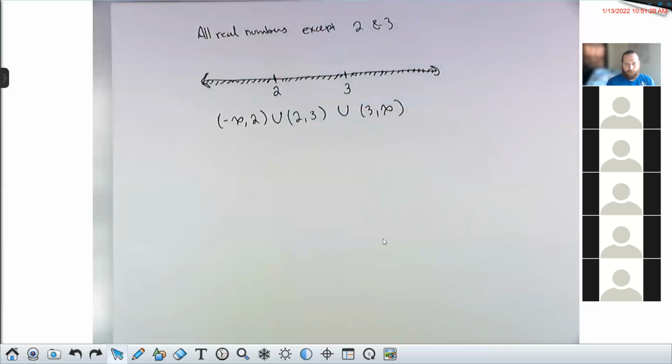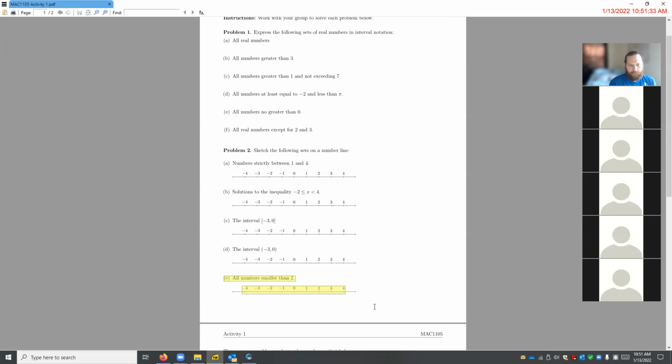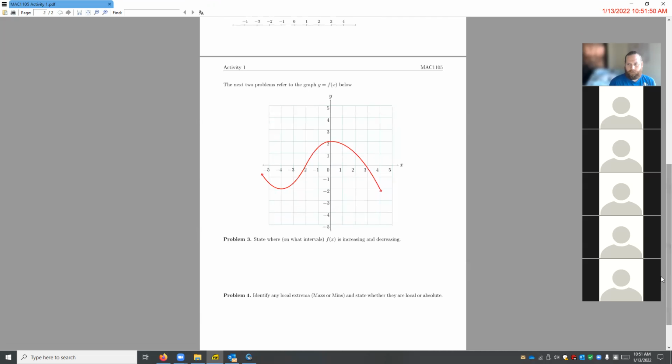Thank you. Of course, before I let you guys go, I do want to just check up on a few other ones here. Can anybody tell me, how do I shade all numbers smaller than 2? Would it be the open circle on 2 and then everything to the left of it? Very good. All right. And then I'll ask maybe somebody other than Elena, could you tell me an interval on which this function is increasing?